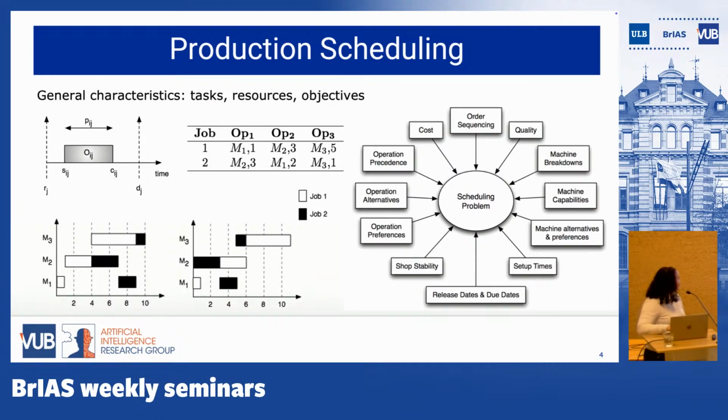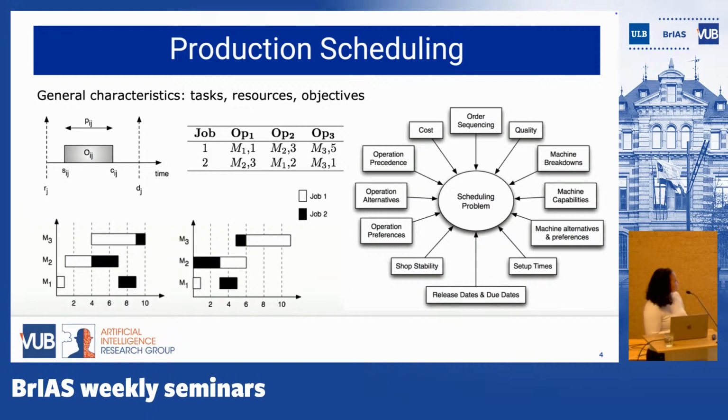We have an operation that needs to have some specific processing time, and for this operation, you might have a start date and a due date. It's not mandatory, but you could also have this information. So in the operations research library, we have plenty of benchmarks or problem instances that we can solve from the many different types of scheduling problems we can find.